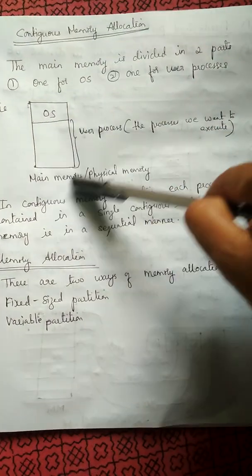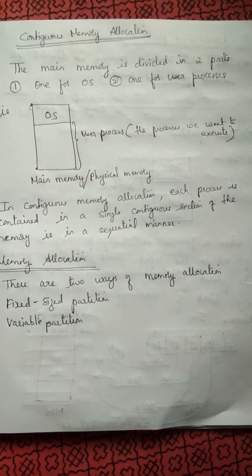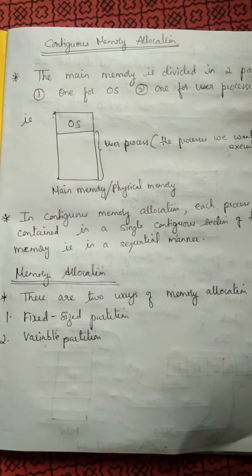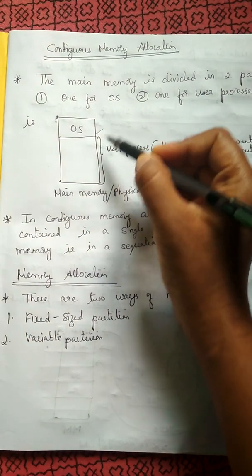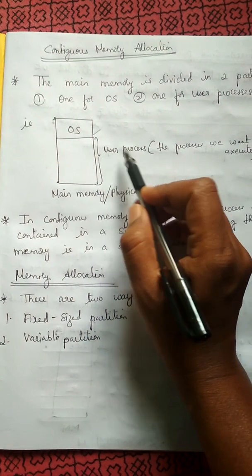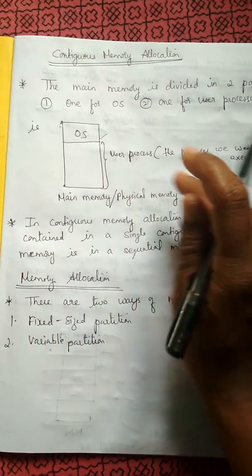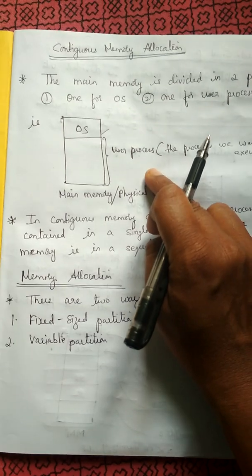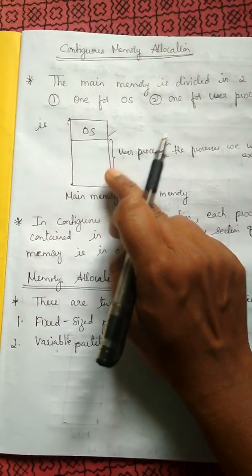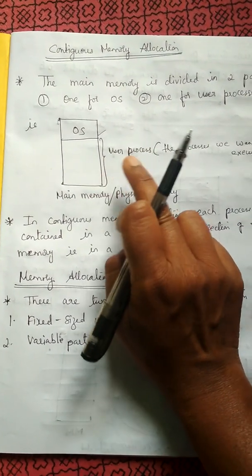We know that the main memory is divided into two parts. The first part is always given for whom? For the operating system. The next part is for whom? For the user processes. Whenever a process needs to get executed, first it should be loaded where? In memory. Only then will it get executed.